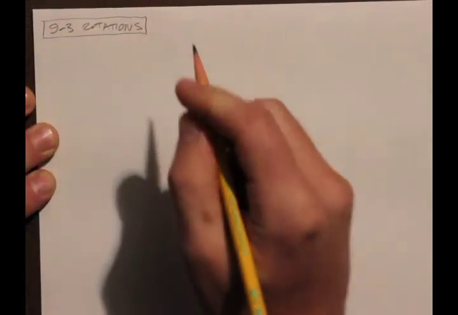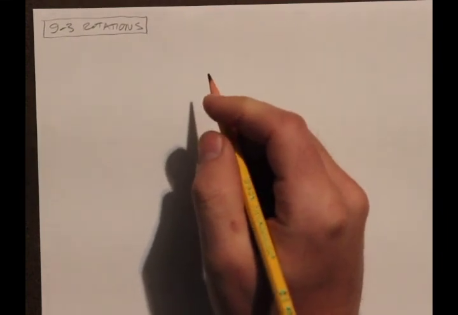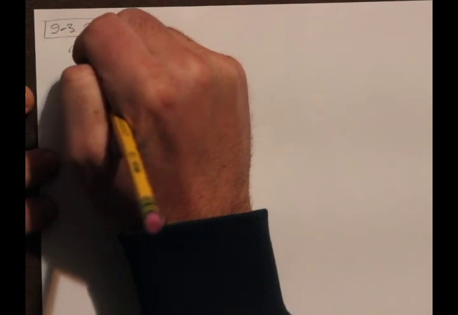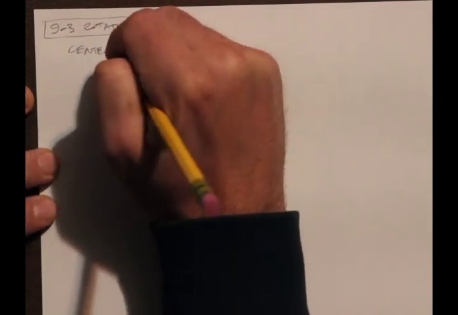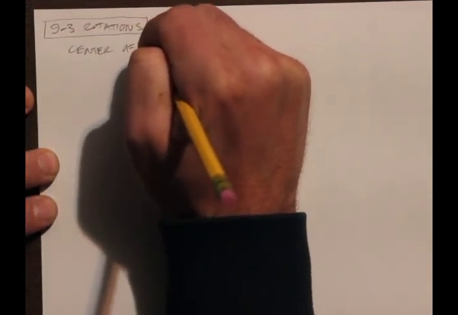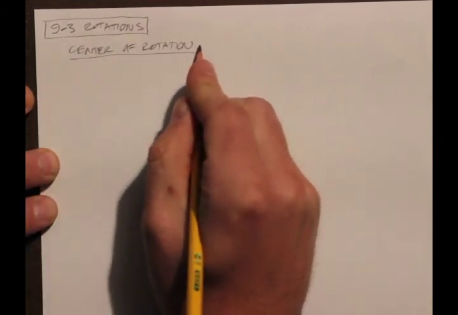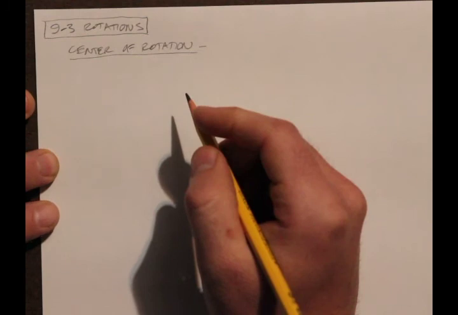Geometry 9-3, rotations. So we're going to look at the center of rotation. This is the point that the object rotates around.